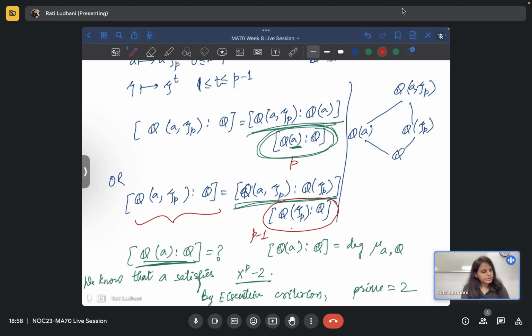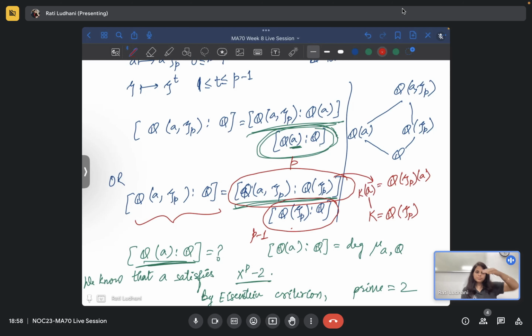Now observe this part. Q(a, zeta p) over Q(zeta p). So we have Q(zeta p), this is your base field. Let's say K, and this is Q(zeta p) and a, so you can write it to be K(a). So this is still a simple extension. So if we again can find the minimal polynomial of a, then we are done.